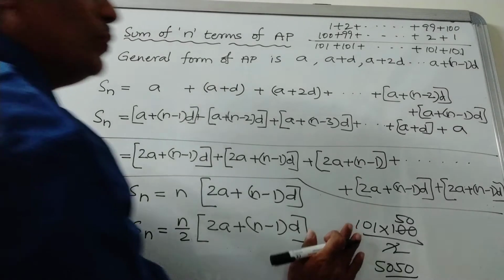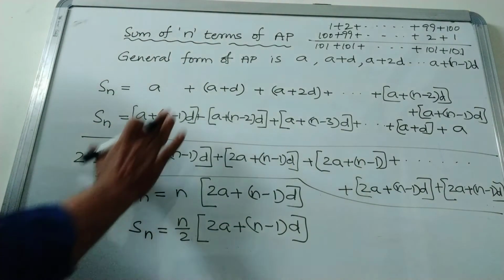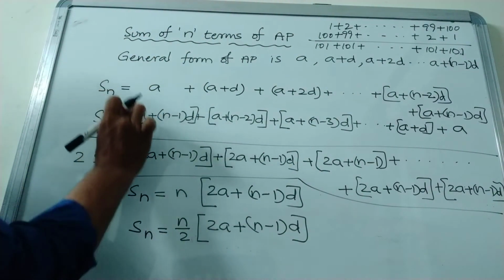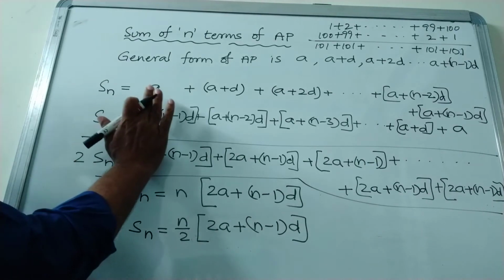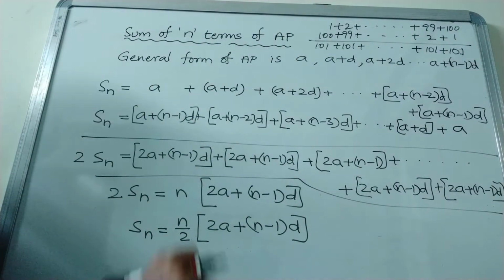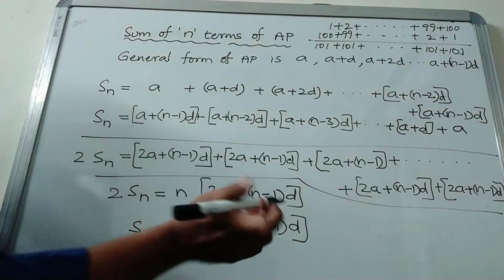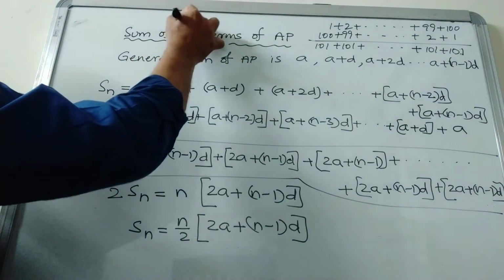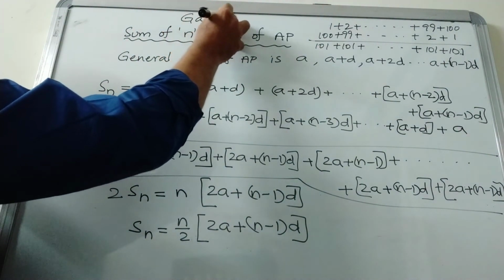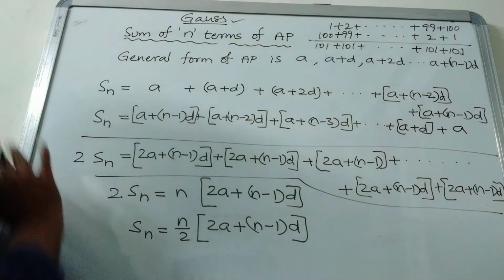So that's why we are using this method. This method is given by Carl Friedrich Gauss. That's why we are using this. Understood? Now, who is this given by? Gauss. Carl Friedrich Gauss. Very good.